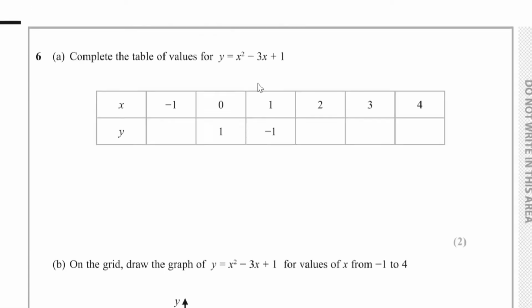Question number 6. We have to complete the table of values for y equals x squared minus 3x plus 1. Well, when x is equal to minus 1, we have y equals minus 1 squared, subtract 3 times minus 1 plus 1. And it turns out here we get 5.